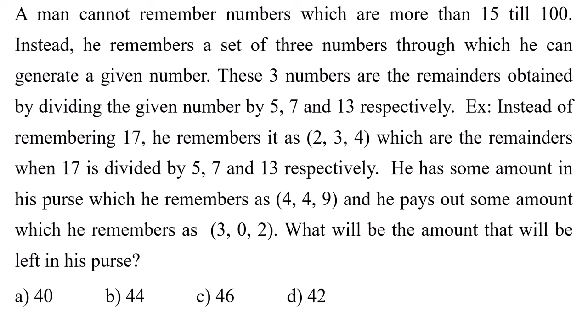Now how that person is remembering the numbers more than 15 is, when the number is divided by 5, 7 and 13, what are the remainders? If you take the example 17, 17 divided by 5, 2 remainder, 17 divided by 7, 3 remainder, 17 divided by 13, 4 remainder. That's how he remembers the value more than 15.